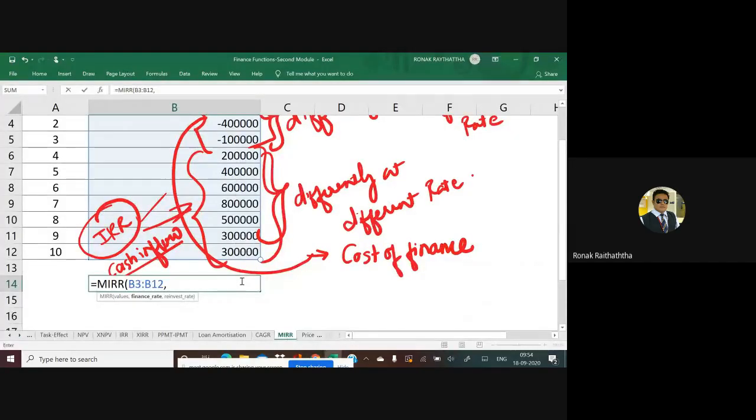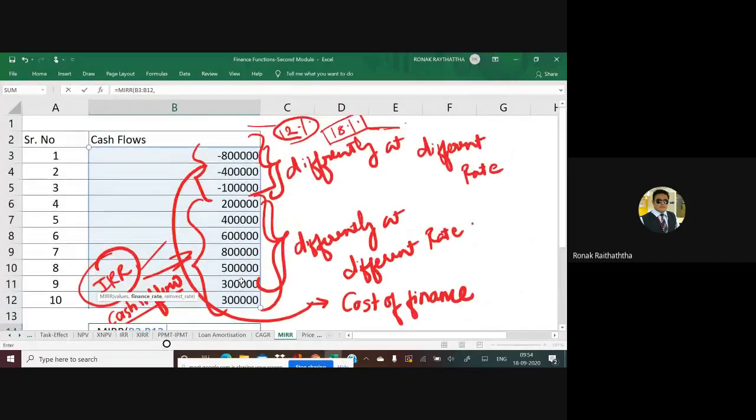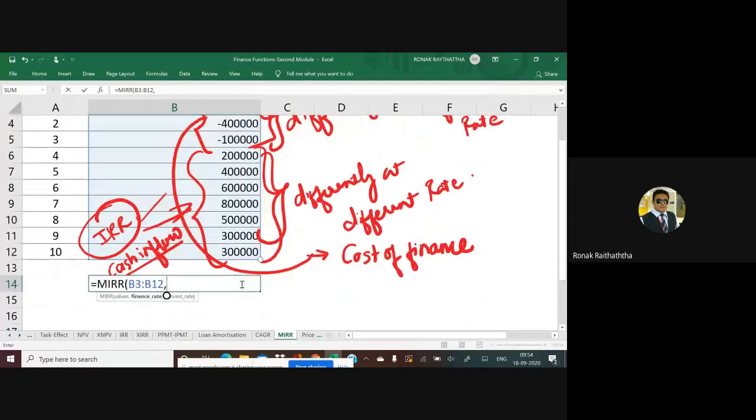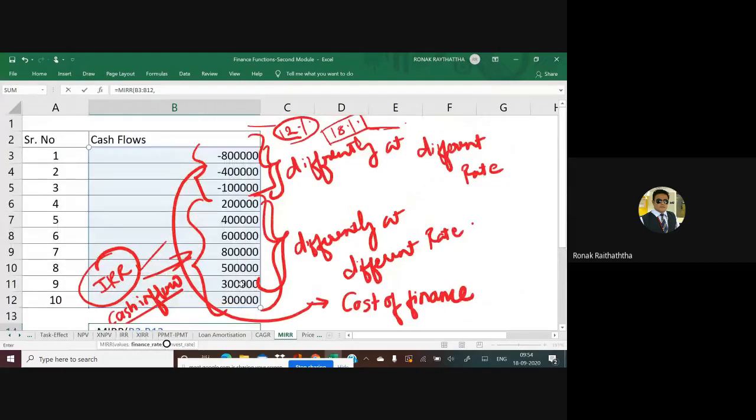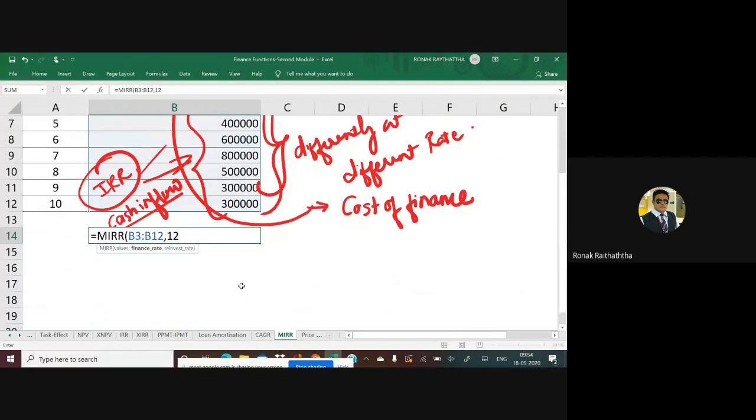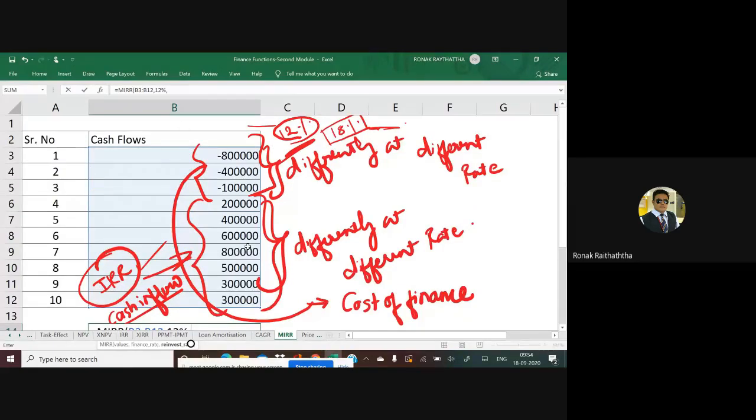Equal to MIRR. I have selected all the values starting from the first one to the last one. Then there is a finance rate. Finance rate is 12% in this case, so I am writing 12%. So cash outflows will be treated with the finance rate in this case. No need to clarify that again because I have already clarified it three to four times. Comma. The last one we have is the reinvestment rate. That is the expected rate of return we have from this investment avenue, and the expected rate of return we have from this investment avenue is 18%.